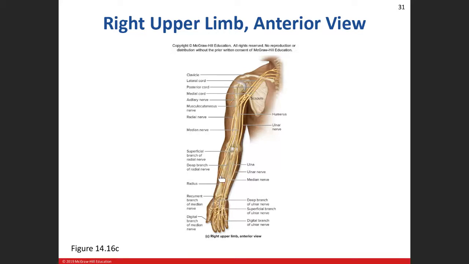Then it gives off some branches here, the deep branch and the superficial branch. You can see we've got all these smaller branches here. We're not going to worry about that.